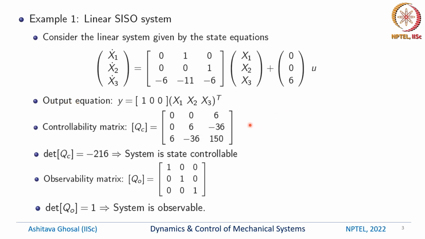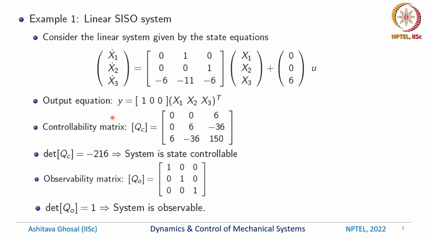So we start with a very simple example of a linear SISO system, single input, single output. The linear system is given by x dot is equal to f into x plus g into u. In this case, f is 3 by 3. So the states are x1, x2, x3, and f is given by 0, 1, 0, 0, 0, 1, minus 6, minus 11, minus 6. Okay, and the g vector is 0, 0, 6. The output equation is y equal to hx. H is 1, 0, 0. So essentially y is x1.